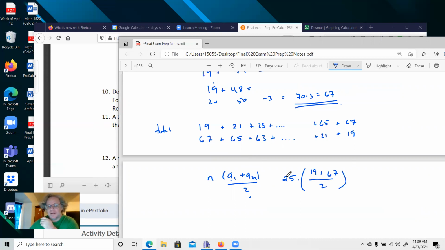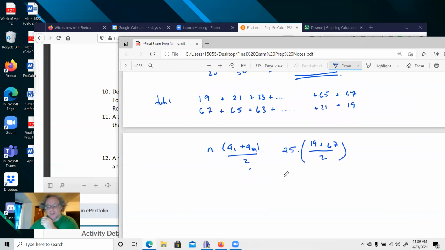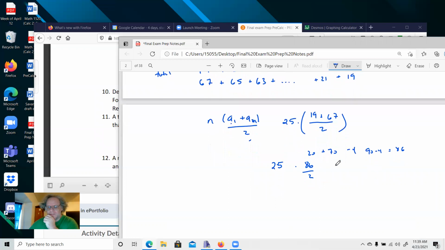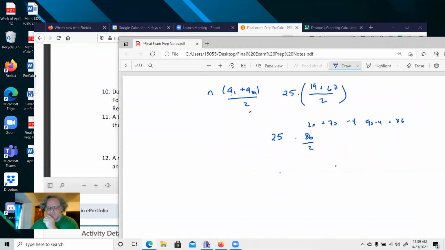Okay. Let's see here. What is 19 and 67? That's 20 plus 70, and I'm borrowing 4. 1 and 3 would be 4. So that's 90 minus 4, which is going to be 86. 86 over 2, I think that's 43, isn't it? So this is 25 times 43.